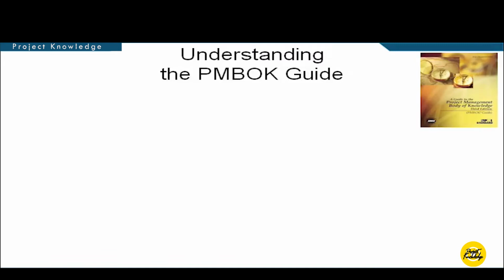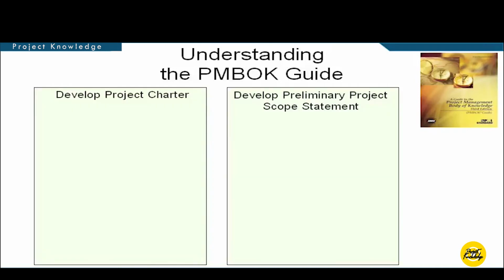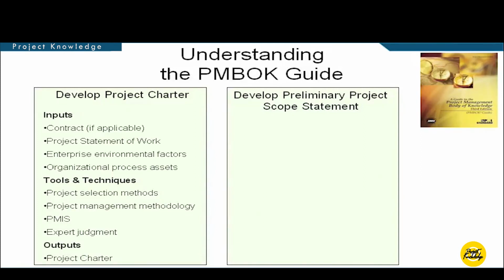Let's look at 2 processes from the first knowledge area, Project Integration Management, as an example. The first process is Develop Project Charter. We won't go into detail on the items listed here, since we'll do that at a later time. But the project charter is the official document that authorizes the project and also provides the initial project details and constraints. With this in mind, it would make sense to see contracts and statement of work as an input into the project charter. The end result of this process, or the output, is the project charter document itself.